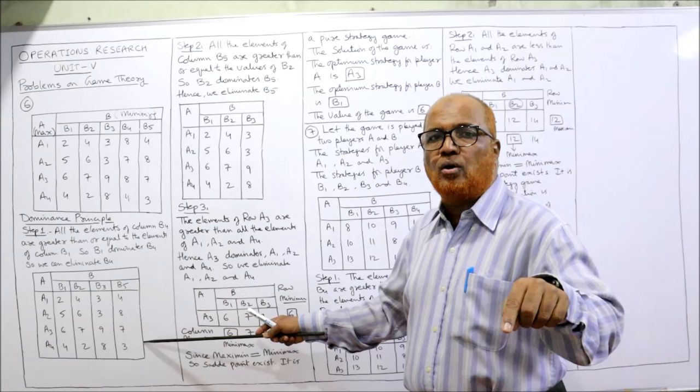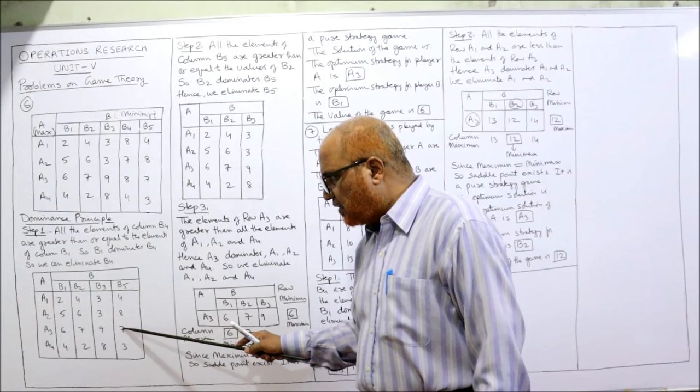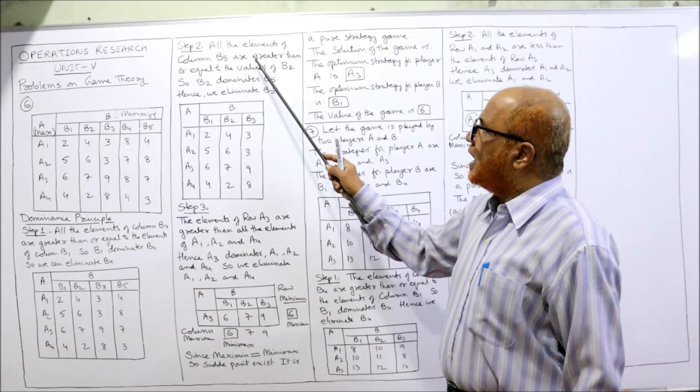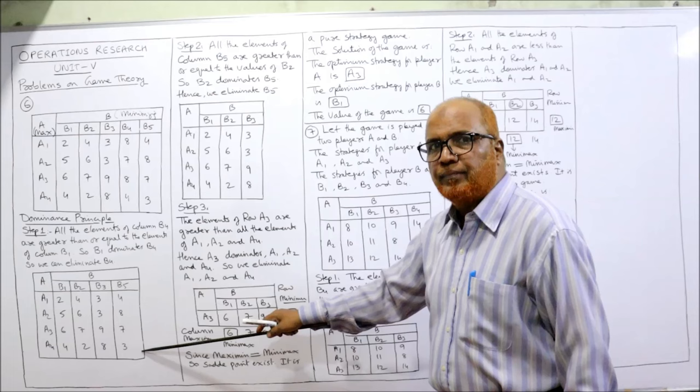The elements of B2: 4, 4, same. 6, 8: 8 is more. 7, 7 equal. 2, 3: 3 is more. So all the elements of column B5 are greater than or equal to the elements of B2. So B2 dominates B5, hence we eliminate B5. Now B5 will also go away. So remaining are B1, B2, B3.